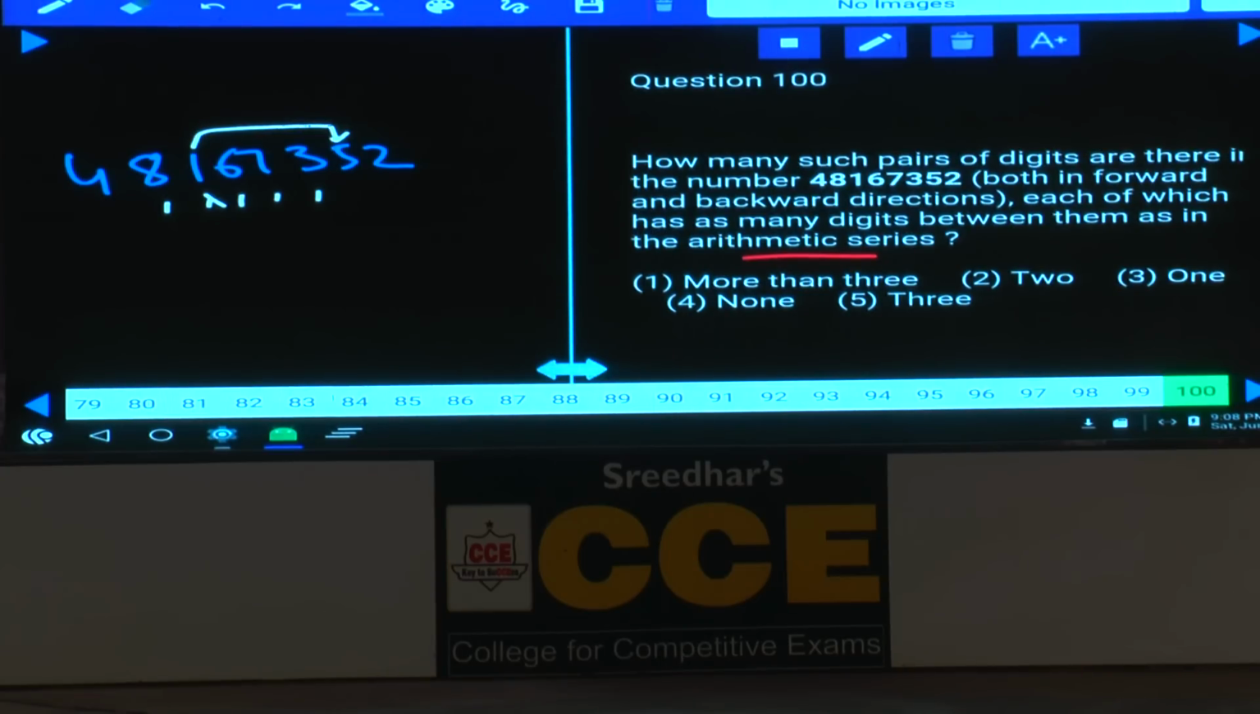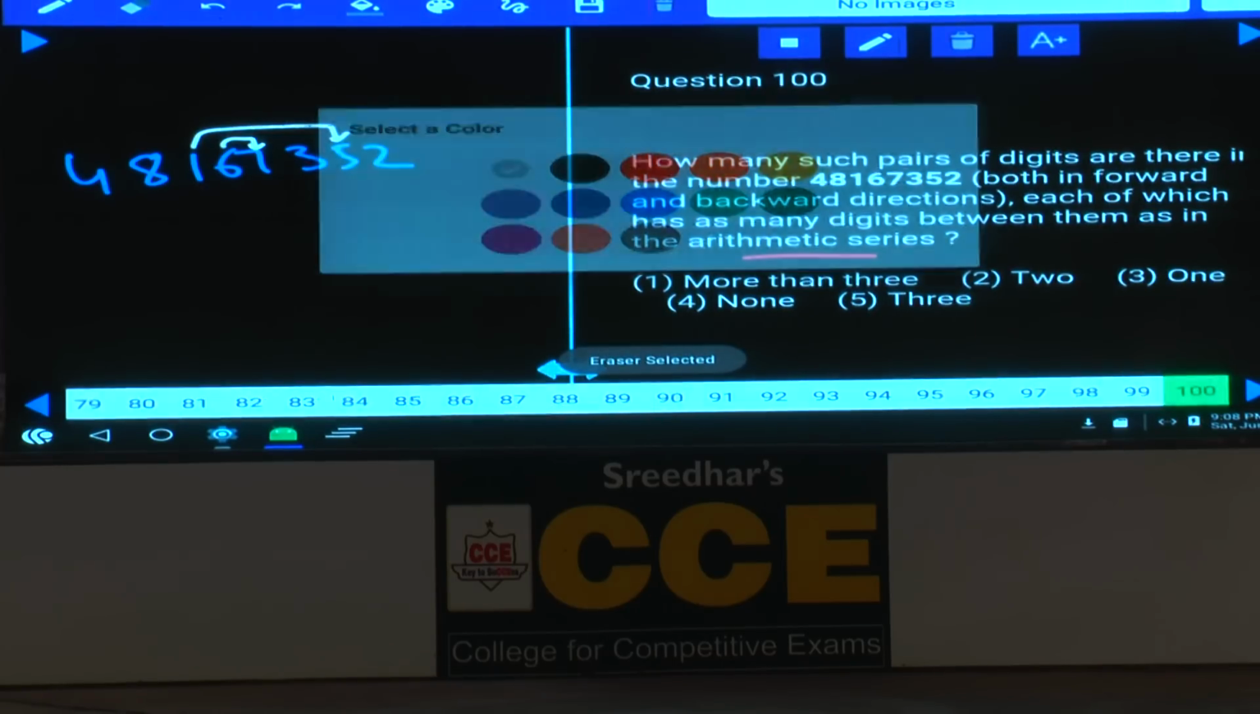Then next one, 6 and 7. Here 6 and 7 are adjacent to each other. Now in the number system also 6 and 7 are adjacent to each other. And next one, 7, there is no bigger number to 7. And 3, 4, 5. Hence from left hand side to right hand side, we have only 2.